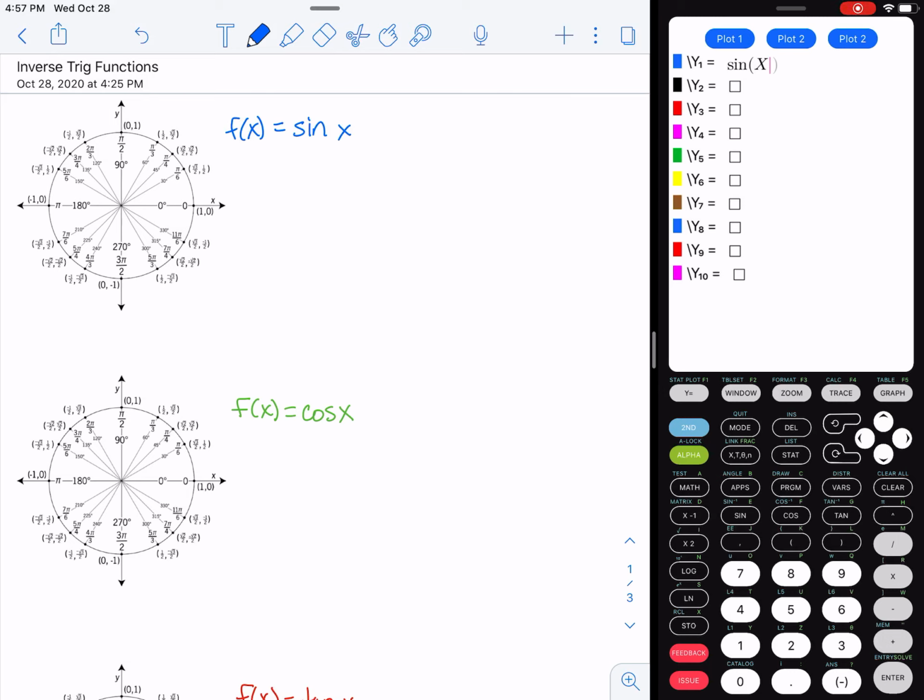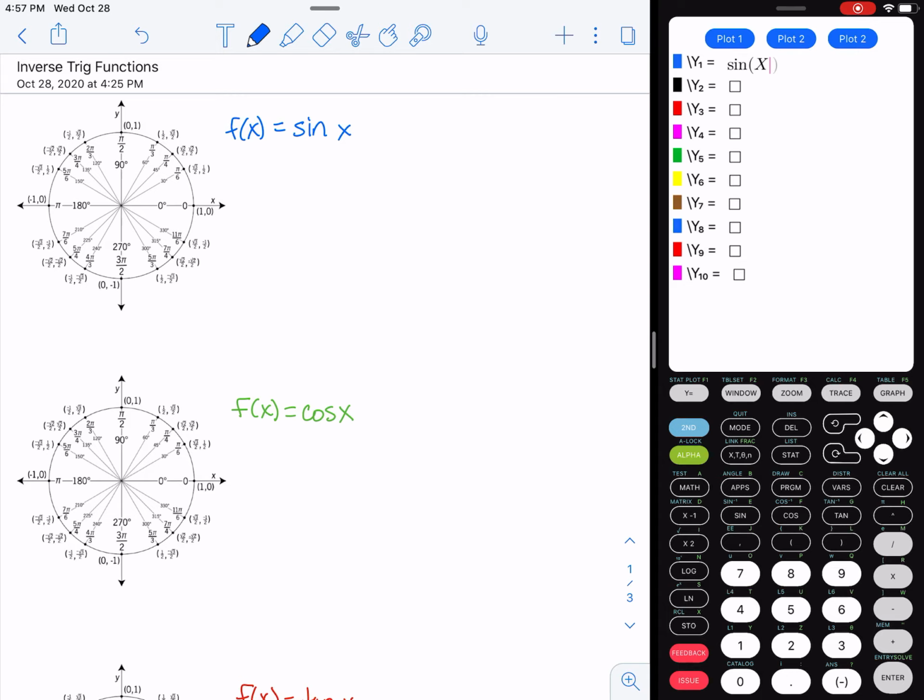Hey guys, this video is going to be about inverse trig functions, focusing on just sine, cosine, and tangent for today. And the concept, we're going to relate the concept of inverse functions to our trig functions. So the first thing I want to focus on, we're going to take each trig function separately, talk about it a little bit, discuss what the domain and range looks like.